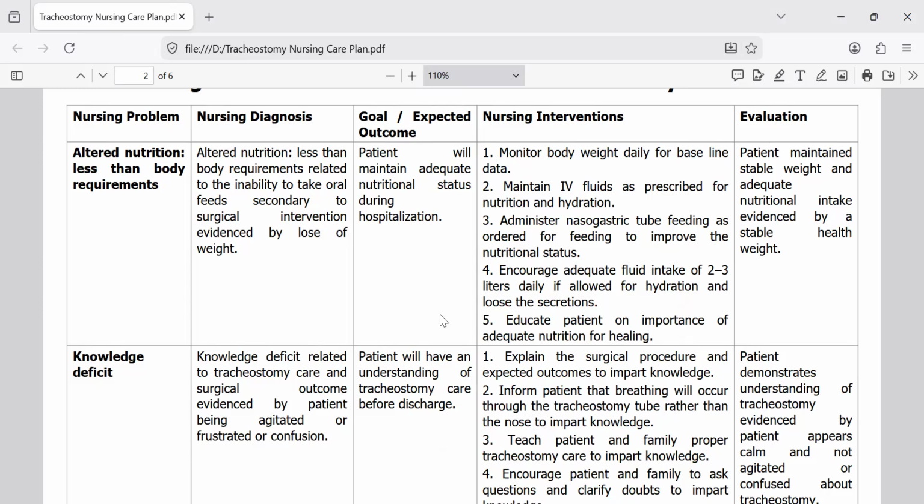Evaluation: patient maintained stable weight and adequate nutrition intake, evidenced by a stable weight. So basically we're saying the patient has maintained an adequate nutritional status evidenced by a stable healthy weight. So you can put it however you want it to be.